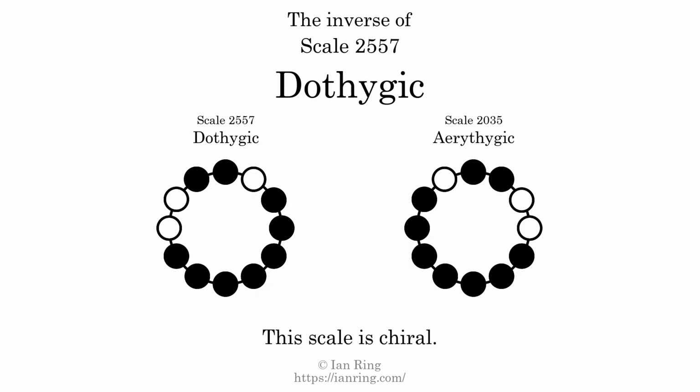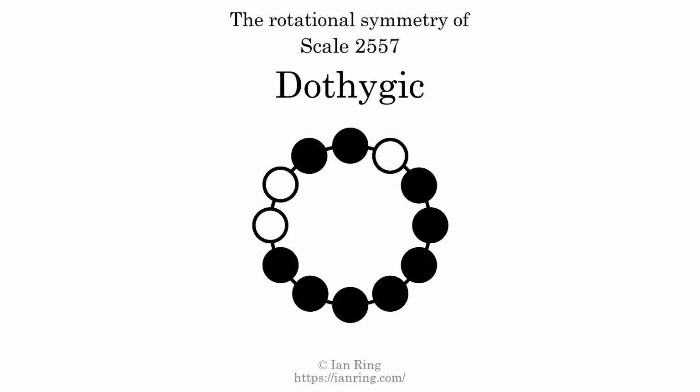The inverse of a scale is a mirror image. It is what you get when the sequence of intervals is reversed. The inverse of this scale is scale 2035, also known as Dothygic. This scale is chiral. It cannot transform into its inverse by rotational transformation. This scale has no rotational symmetry.